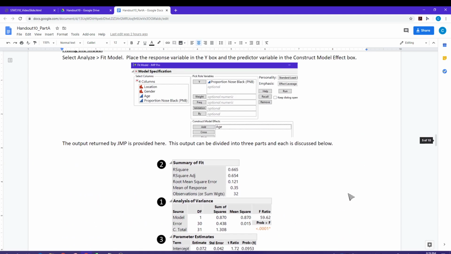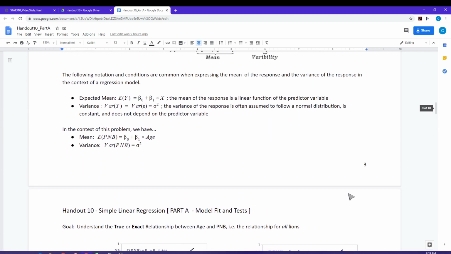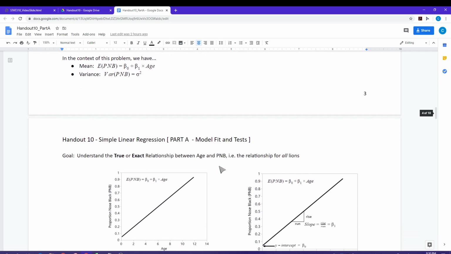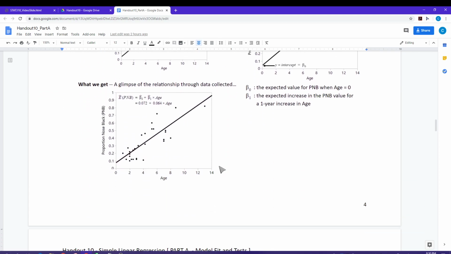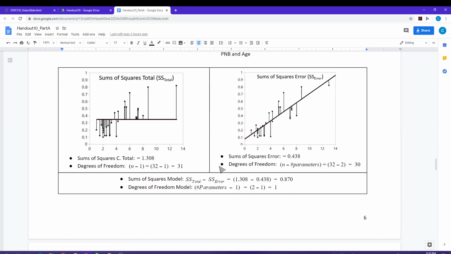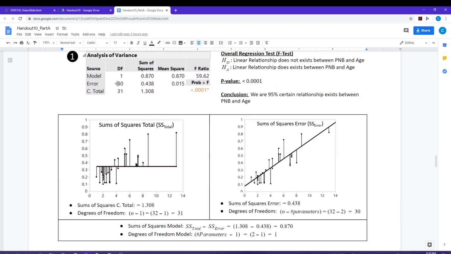So again, if we go back up and look at the form of our model, it has a beta 0 that has to be estimated, and it has a beta 1 that has to be estimated. So there's two terms here that are being estimated to compute the mean. The sums of squares for the model, then, are just the difference between these two. And also the degrees of freedom for the model would be the difference between the degrees of freedom.